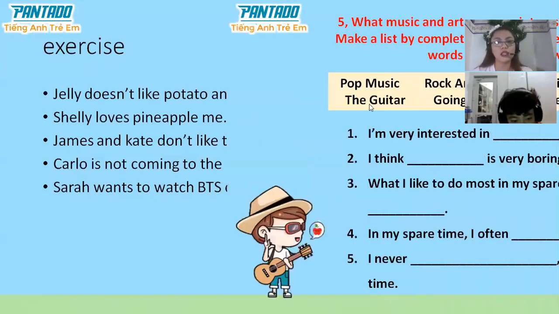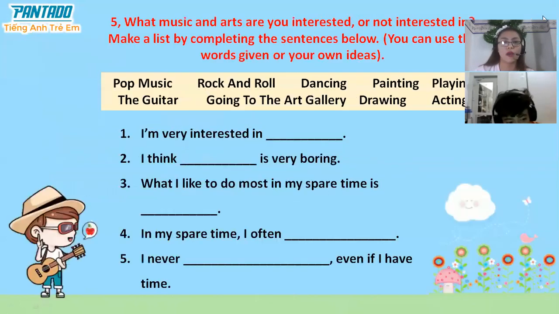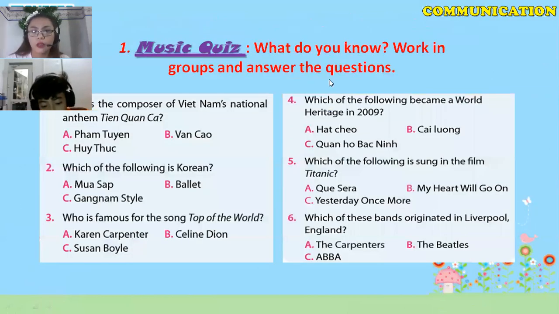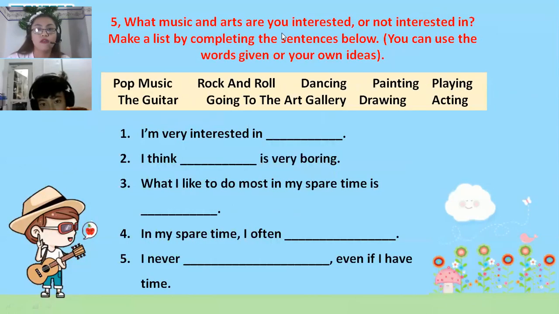Okay, now let us continue our discussion with this one. Are we through with this one? What music and arts are we interested in? Okay, we haven't answered this one. Oh, this is about yourself. So make a list by completing the sentences of the things that you are interested in, especially with music and arts. So number one, I am very interested in pop music.